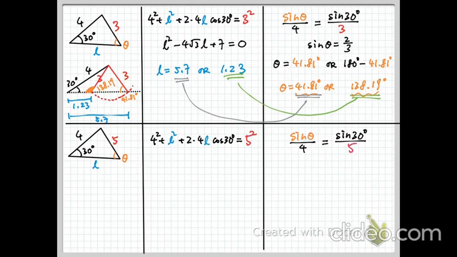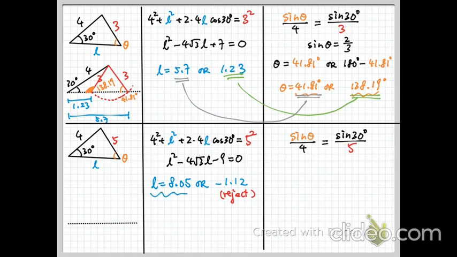The quadratic equation becomes L squared minus 4 root 3 L minus 9 equals 0. Now it turns out there are 2 solutions. L will be 8.05 or minus 1.12. Since it is a negative number, and the length cannot be negative, we reject that value. So that is to find the L using the cosine formula.